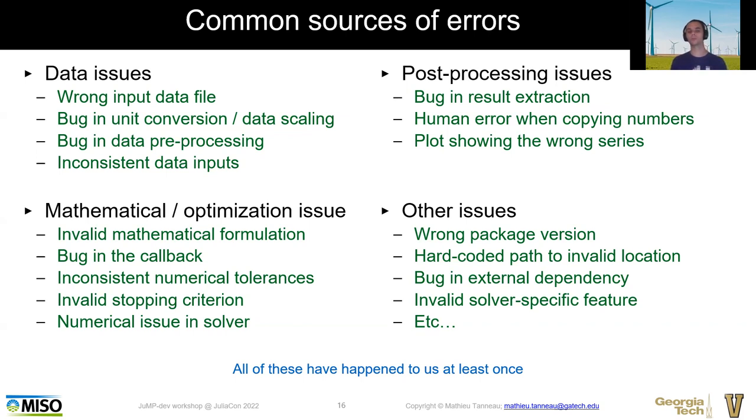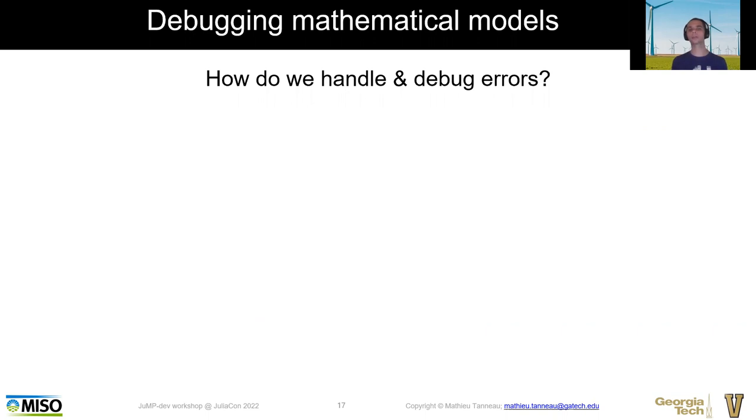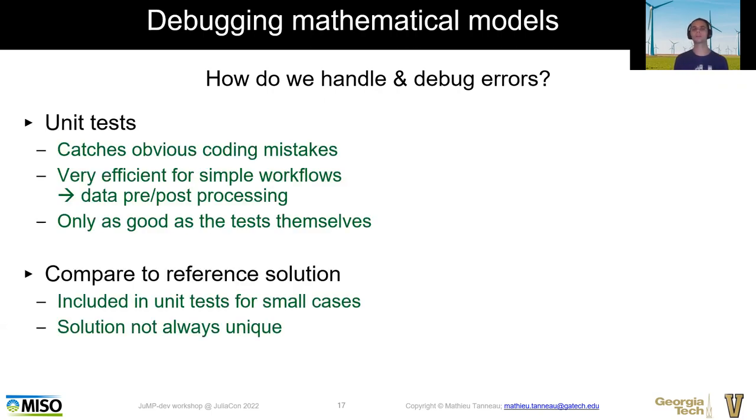So what we want to do is be able to detect such mistakes as early as possible and solve them as fast as possible. So how do we handle those errors? How do we debug a mathematical model where not just the code may throw an exception, but we have to find out what is the issue mathematically? So we have different ways of doing that. Two of them are based on systematically writing unit tests and then comparing the outputs of our problem to a reference solution that's been computed from a different method.